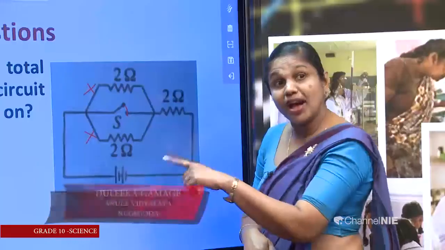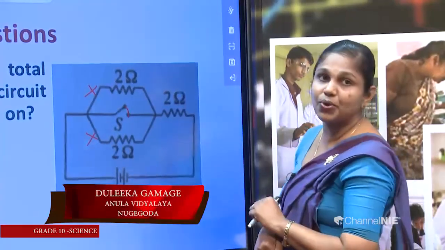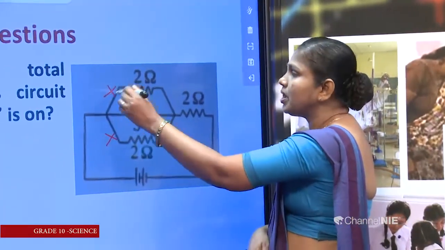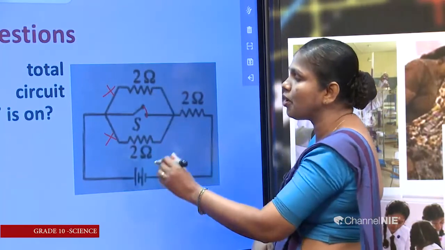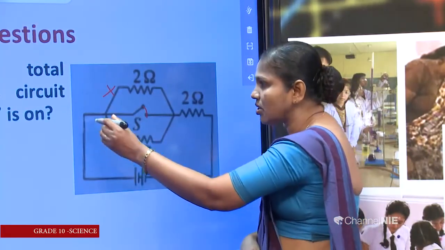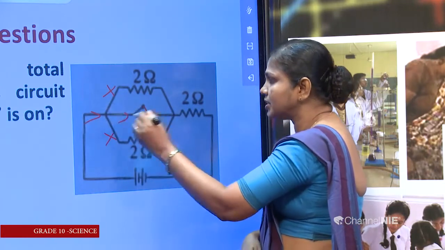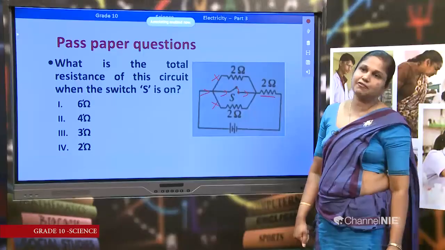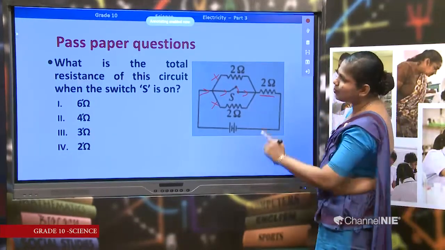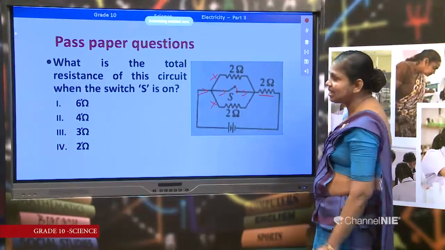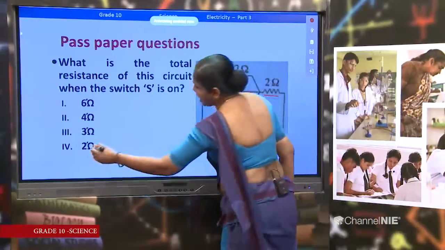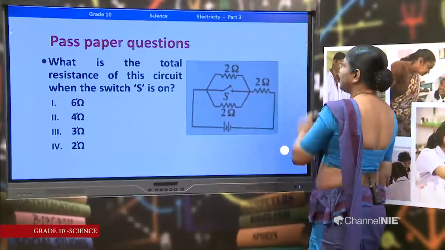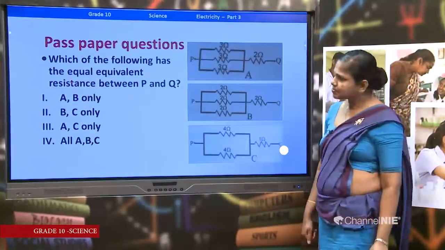The current finds the path with zero resistance. That current finds the easy path to go, children. So in this case, current doesn't flow through both resistors, these 2 ohm and 2 ohm. When the switch is on, current easily passes through this, and only this 2 ohm resistor is affected in the circuit. Then what is the total resistance here? 2 ohm. The answer is 2 ohm. Right. Okay. Go to the next question.